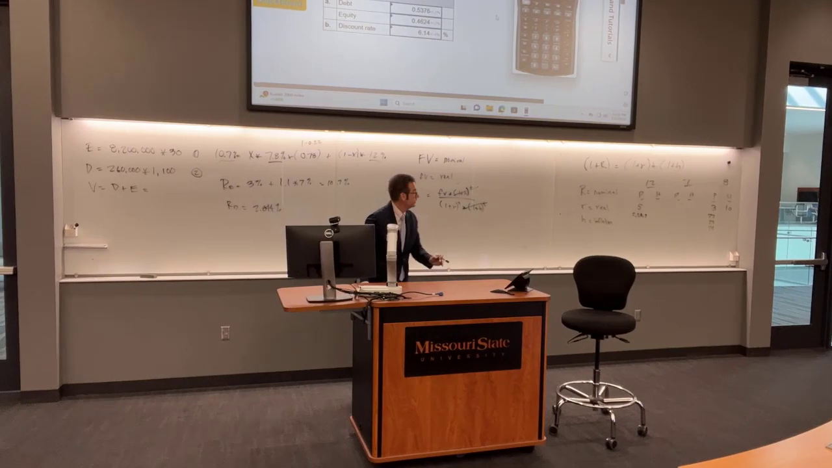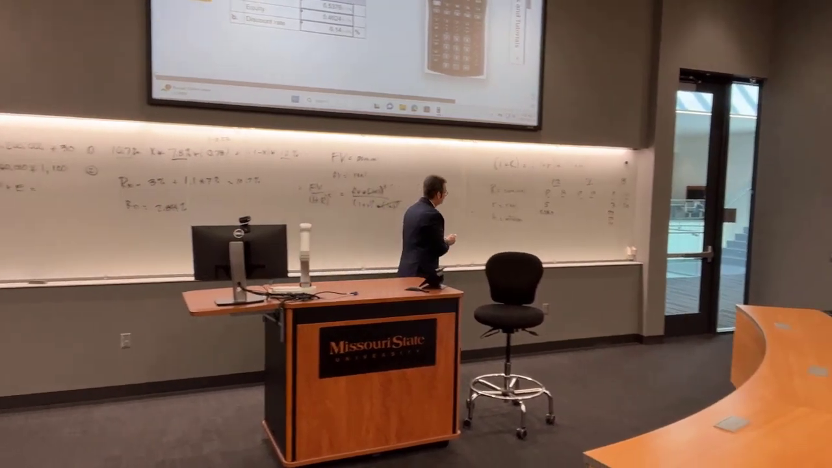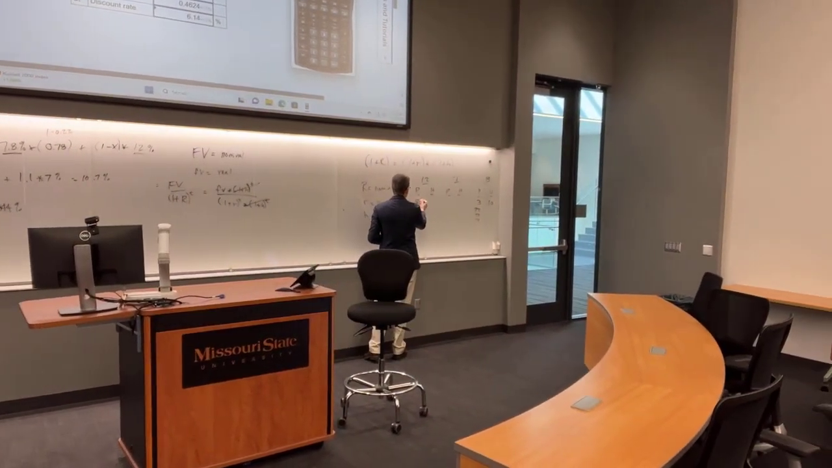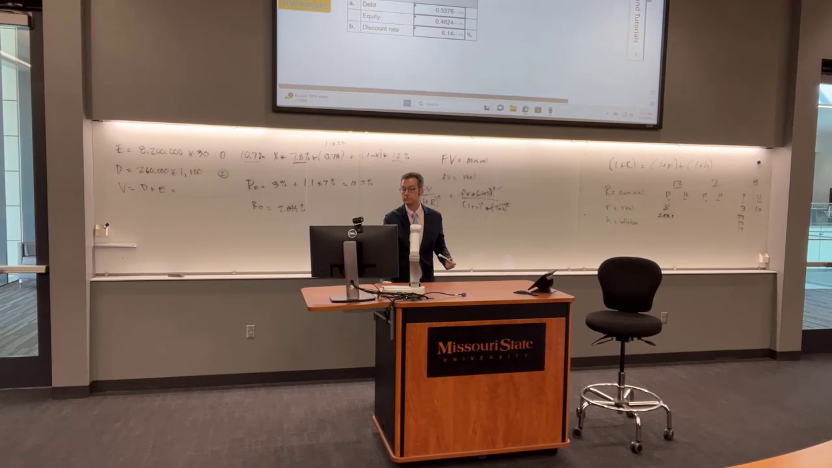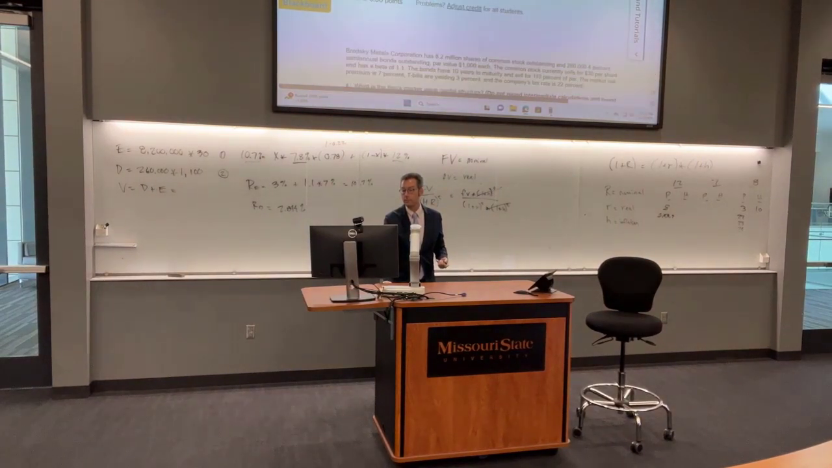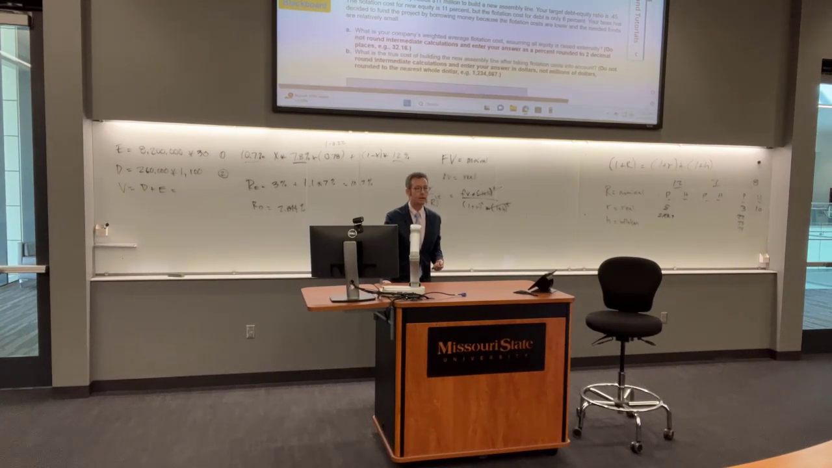Okay, so we've done number 2, 5, and that was number 7? We're going to have to find the discount rate on it again. Yeah.